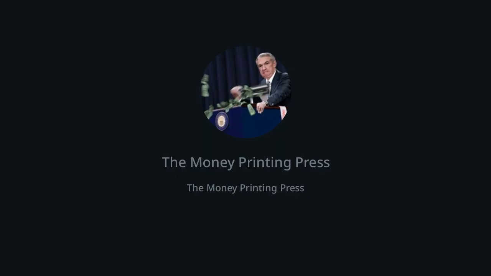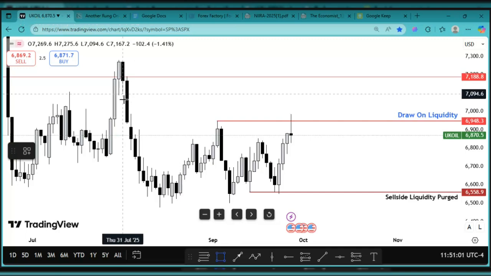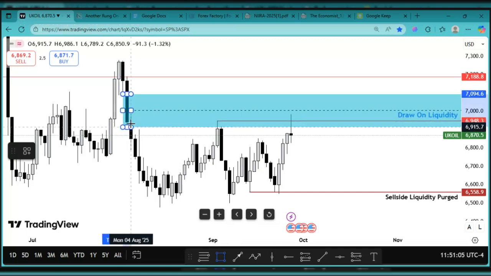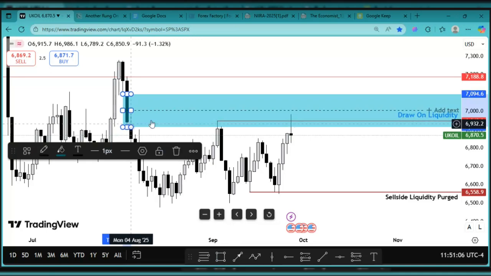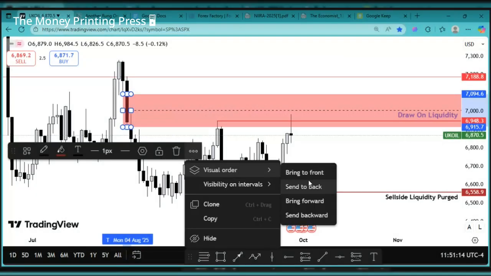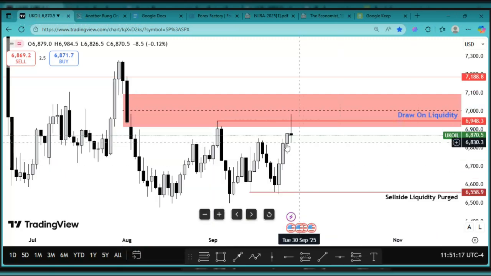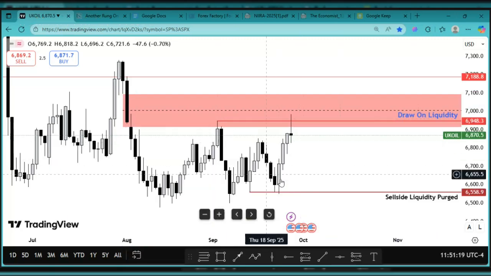So what did the price really do? Look at what it did here. Price traded up into this. This is what price did. Yeah, so drawn liquidity, which is this high, rallied high into here.